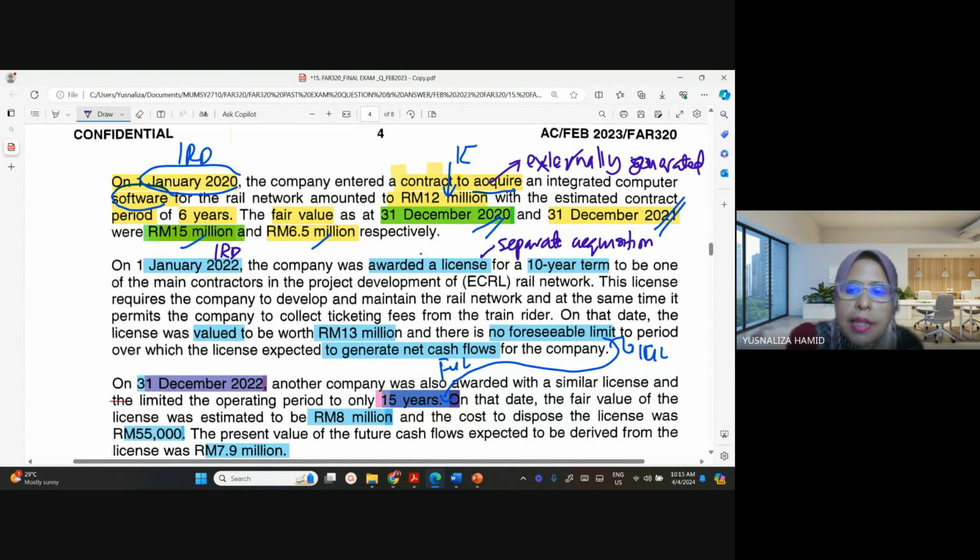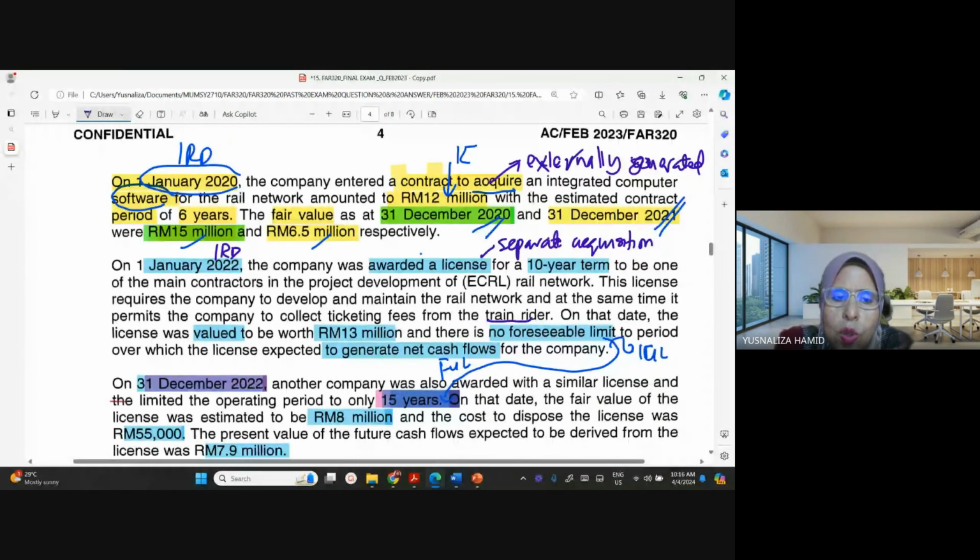And that was the case. This license required the company to develop and maintain the rail network, and at the same time, it permits the company to collect ticketing fees. Just imagine you have another company that has another ECR rail network, and they are trying to collect more fares from you. Imagine like LRT, MRT, and that was the case there. That is just information about the future economic benefits of having the license.